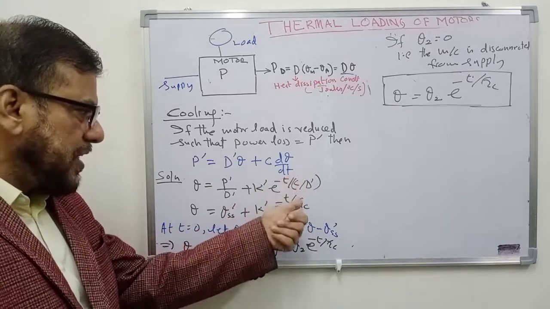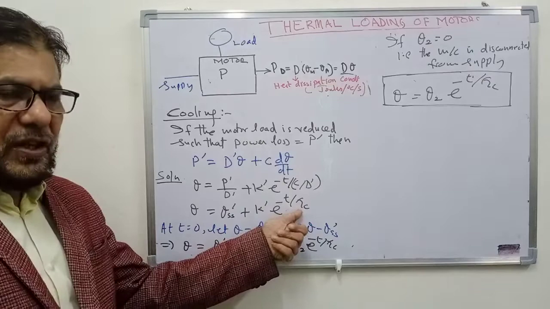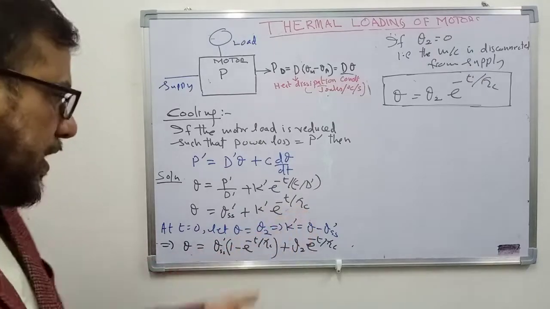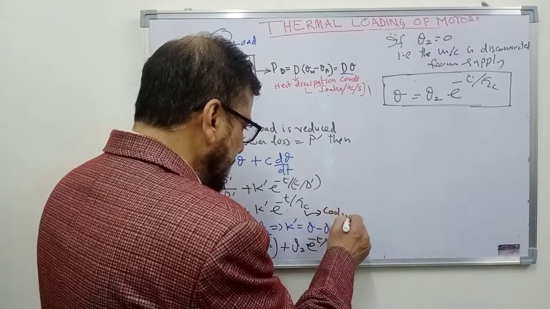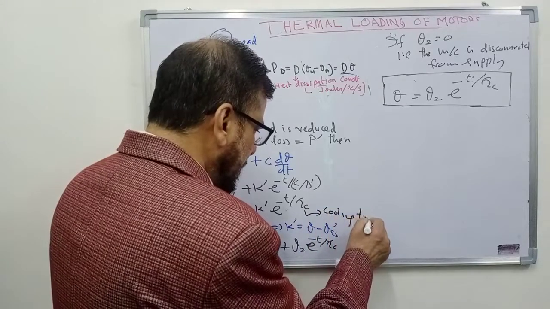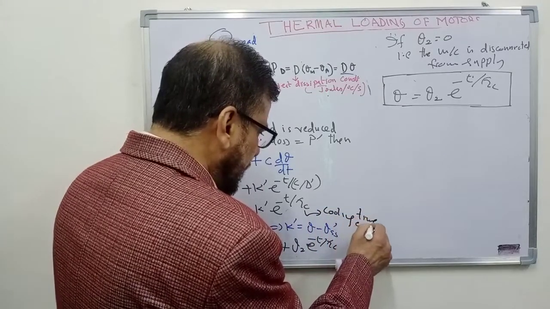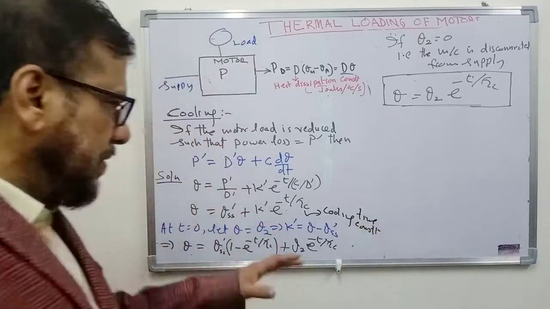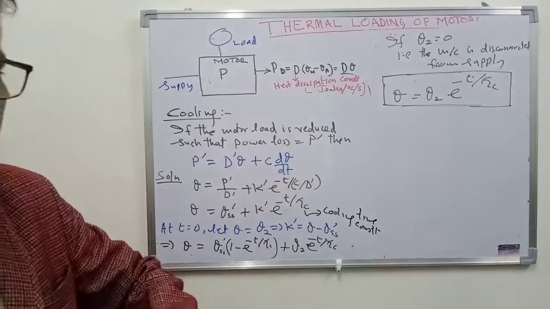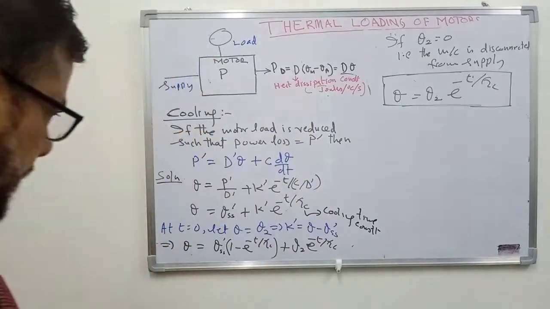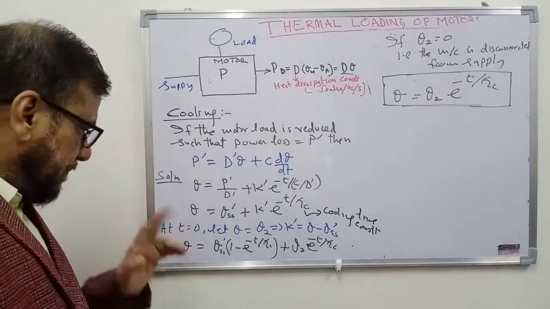This C upon D dash you may call as tau C, that is the cooling time constant. Sometimes cooling time constant may be different from heating time constant. Sometimes it may be same. So this is the case now.